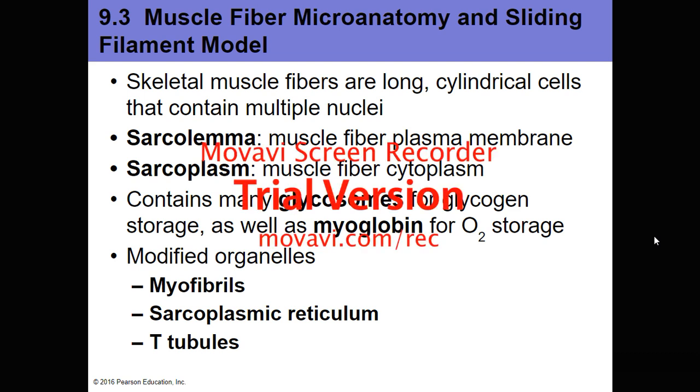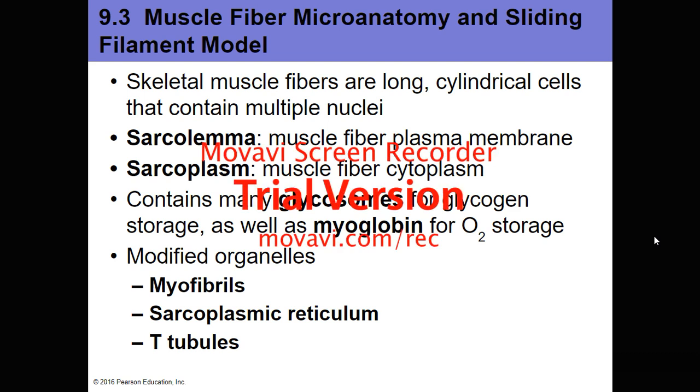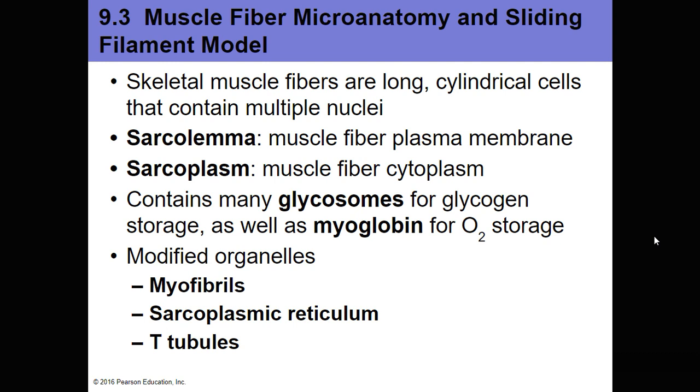All right, so they need oxygen. Remember, in order to produce energy with aerobic respiration, you need oxygen for the electron transport chain. Muscle cells need a lot of energy for contraction. Within a muscle fiber, you have these modified organelles, the myofibrils, which consist of sarcomeres, which are the contractile units of the muscle cell.